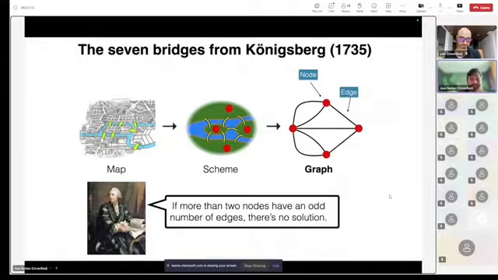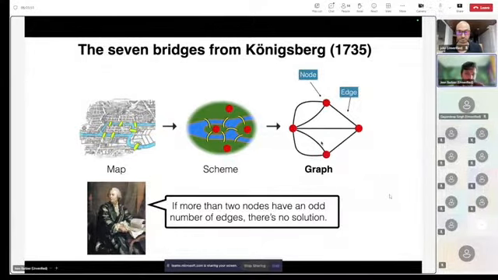And Euler found that he could prove that if more than two nodes have an odd number of edges, then there's no solution to the 7 bridge problem. So he provided an efficient algorithm to answer this game. You just had to count the degree of every node and see whether more than 2 had an odd number of edges. In this case, you knew that there was no way to pass through all the edges a single time. Okay.